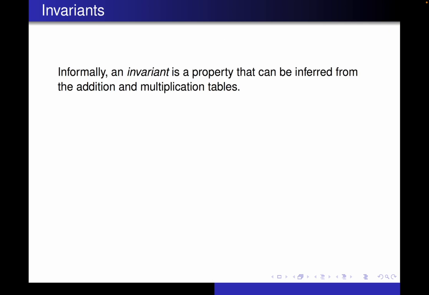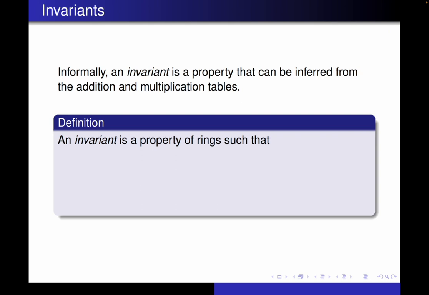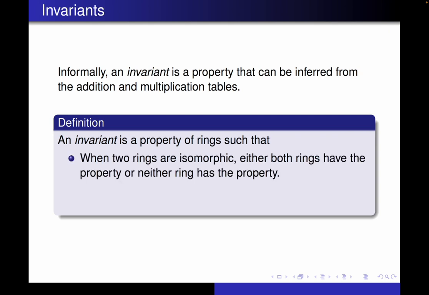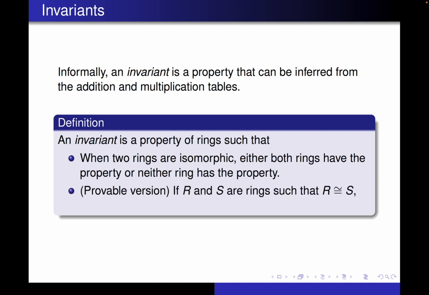So what we've been doing in that example is looking at different properties that are invariants. In general, an invariant is a property that you can infer from the addition and multiplication tables. More formally, an invariant is a property of rings such that, well, I'm going to say that in two different ways. The first way is: when two rings are isomorphic, either both rings have the property or neither ring has the property. Or, a way that makes it a little bit easier to prove something is an invariant: if R and S are rings such that R and S are isomorphic, and if R has the property, then S also has the property.